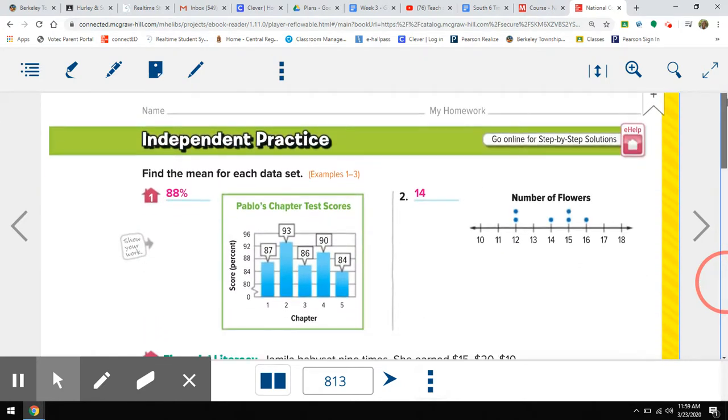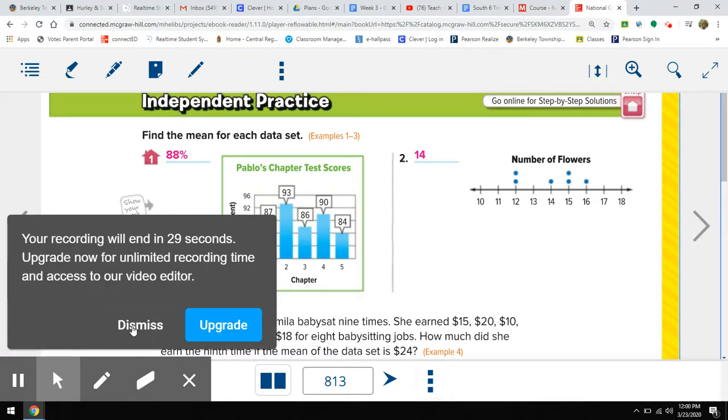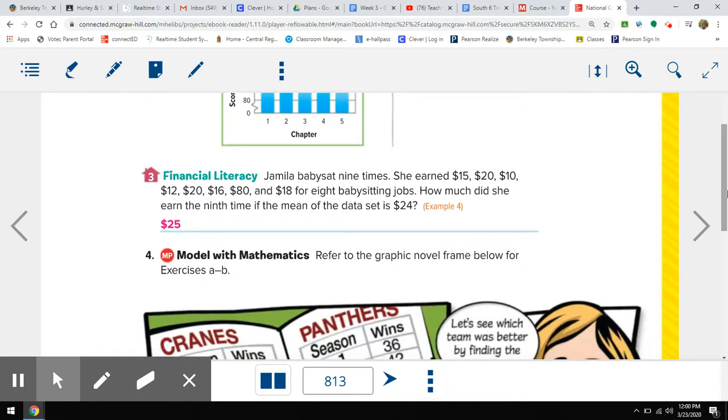At the top of independent practice, here we go. We have 88%, 14, and $25. And there's your answer key for this. So now good luck on your independent ditto we have assigned.